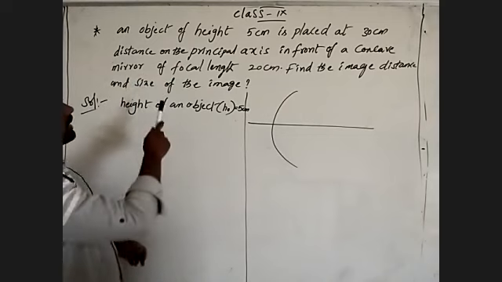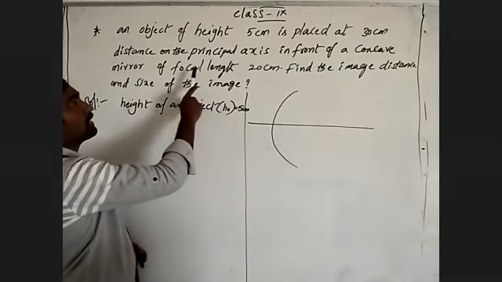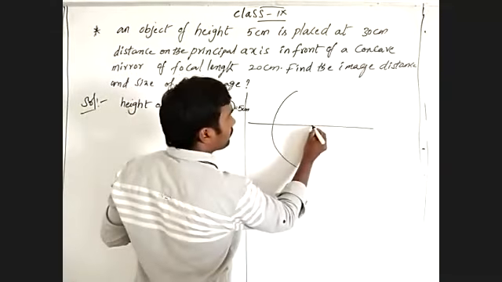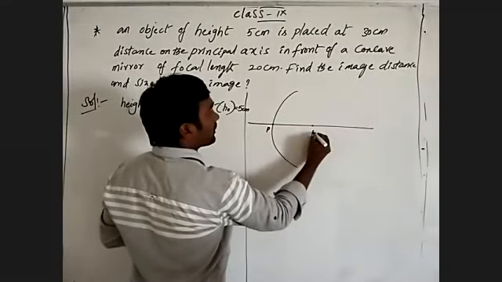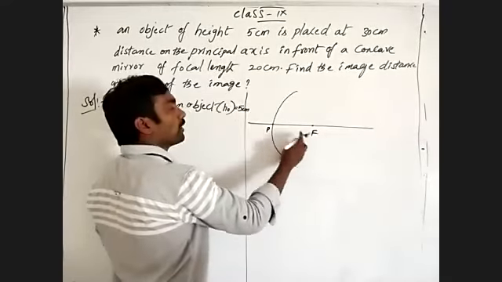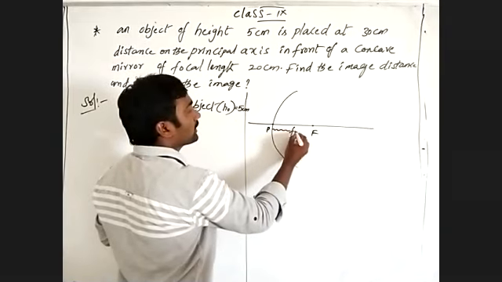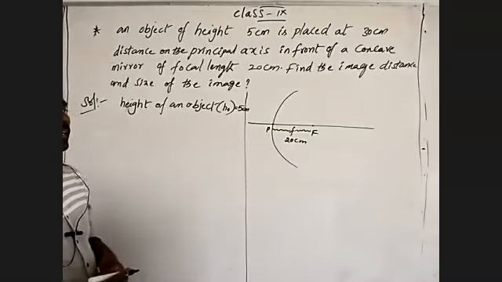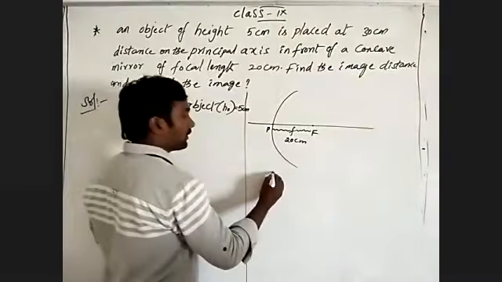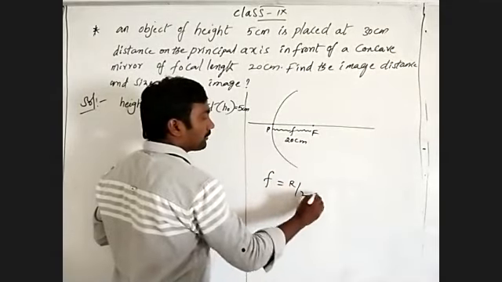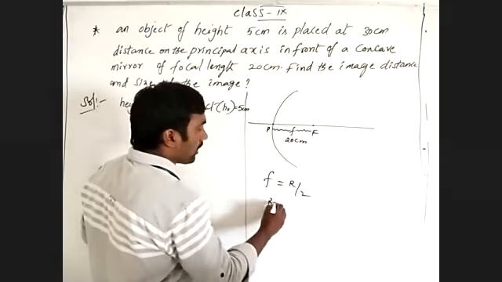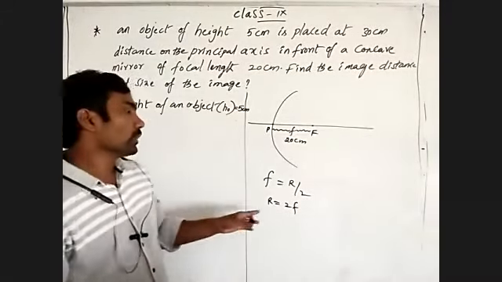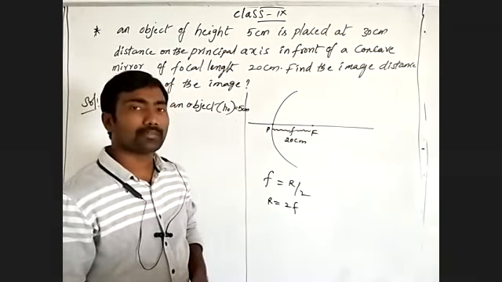And they have given one more thing, the focal length of the concave mirror: 20 centimeter. Let's recognize first, this is the pole and this is the focus. The distance between pole and focus is the focal length, 20 centimeter. The focal length is half of the radius of curvature, so R is equal to 2f. The radius of curvature is 2 times the focal length.